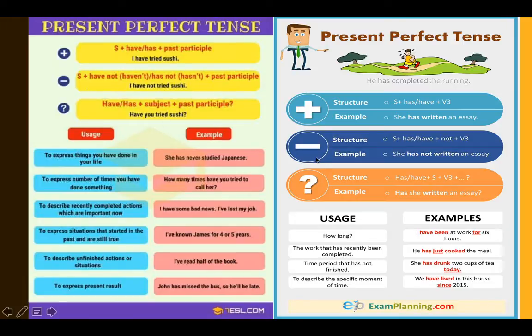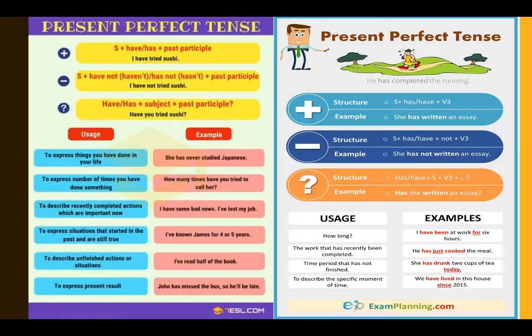In the case of negative, over here we can see the structure. The only thing that we need to do is just add the word not, as in haven't or hasn't, because the auxiliary that you will use depends on your subject, right? But over here, the only thing that we need to do is just write not, and then the past participle and the complement of your sentence. Over here we have an example. In the affirmative: I have tried sushi, she has written an essay. In the negative: I have not tried sushi or she has not written an essay.